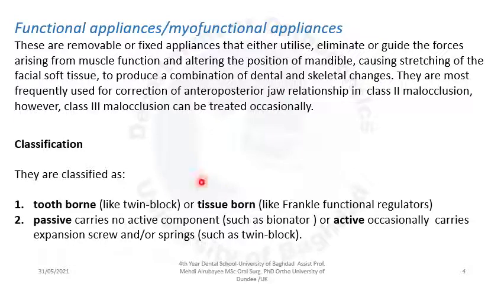Functional appliances or myofunctional appliances. These are removable or fixed appliances that either utilize, eliminate, or guide the forces arising from muscle function, altering the position of the mandible and causing stretching of the facial soft tissue to produce a combination of dental and skeletal changes. They are most frequently used for correction of anteroposterior jaw relationships in Class 2 malocclusion. However, Class 3 malocclusion can be treated occasionally.